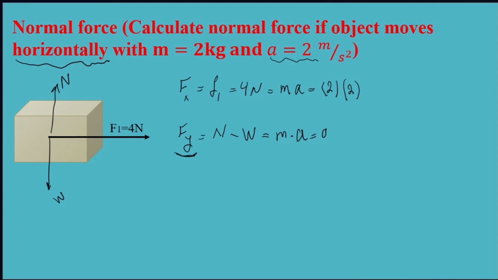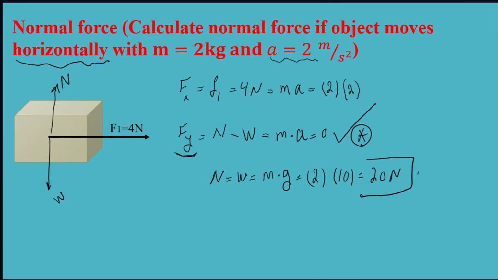However, here it asks for the normal force, so this is the part I should solve. As I said, there is no acceleration in the y direction, so N must be equal to W. W is equal to mg, right? My m here is 2 kilograms. The acceleration of gravity is 9.8, or approximately 10. I'm going to say it's 10, so it's going to be 2 times 10, right? And that's the answer I'm looking for. So it's going to be 20 newtons.